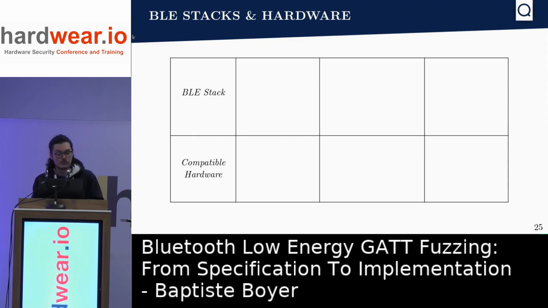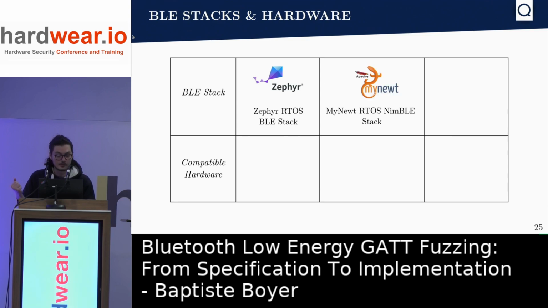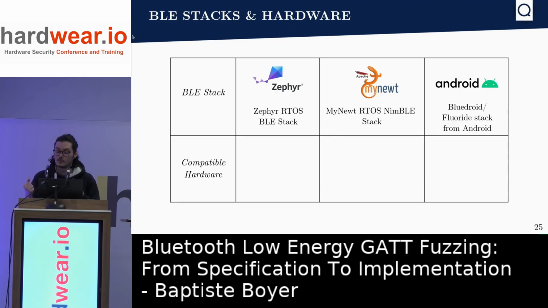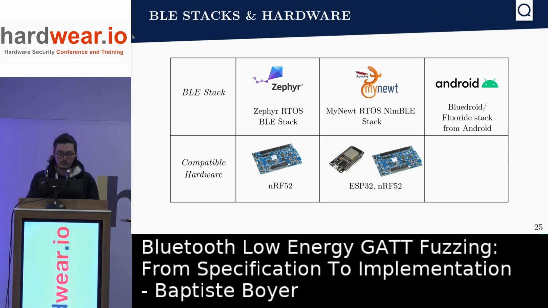This slide shows the BLE stacks and the compatible hardware that we use. So, as I said, we use open source BLE stacks. We use the BLE stack that is provided with the Zephyr real-time OS. Also, we use the Nimble stack that is provided with the Mynewt real-time OS. And we use the Bluedroid stack that is provided with Android. And for the compatible hardware, we use NRF52, ESP32, NRF52 again, and an Android smartphone and ESP32.